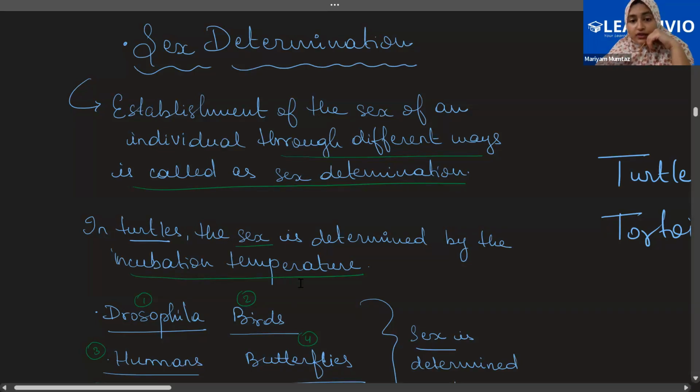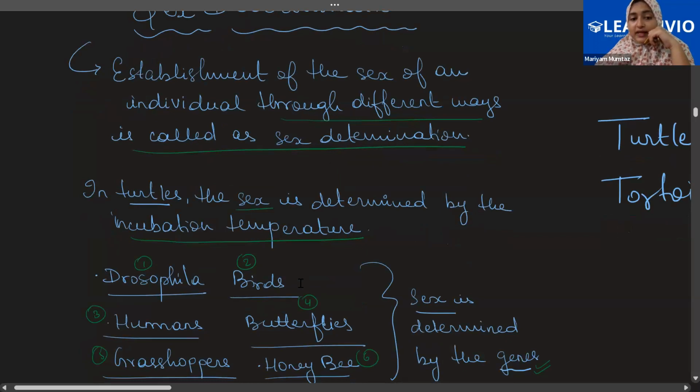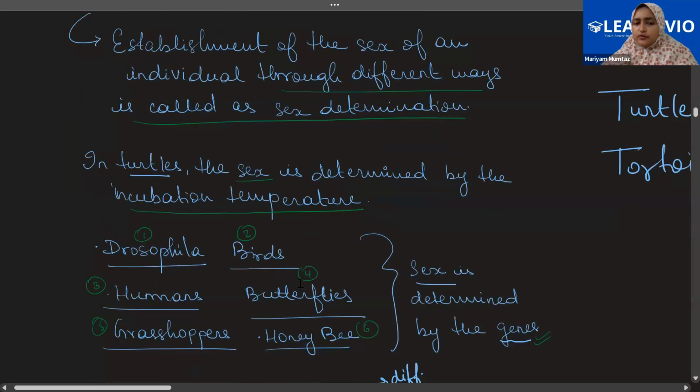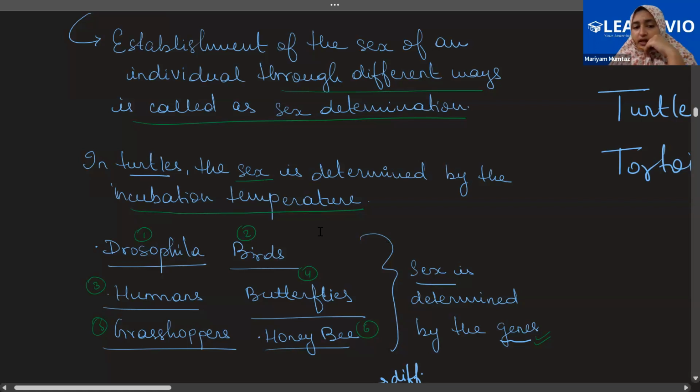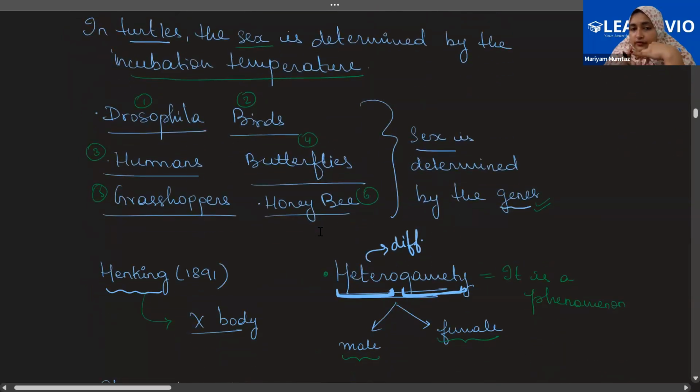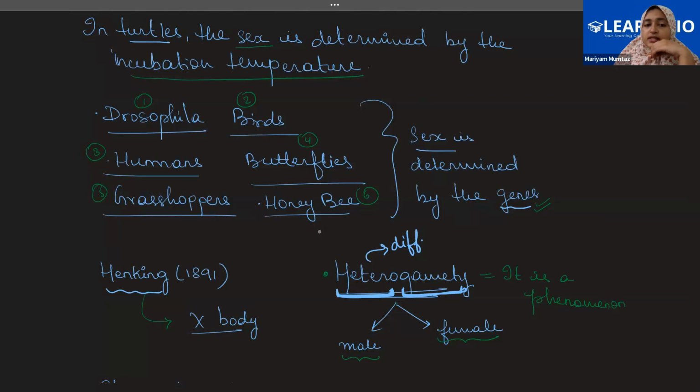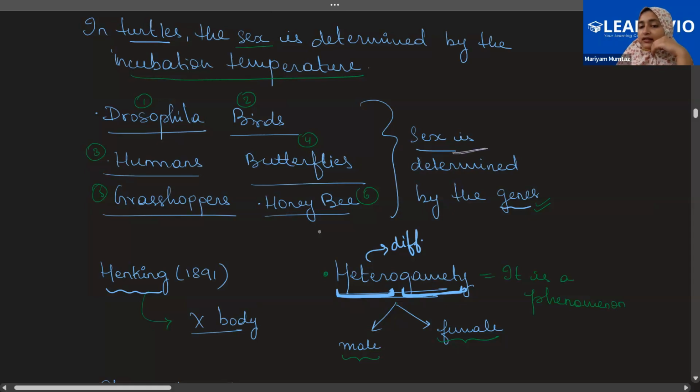Now, in the case of turtles, the sex is determined by the incubation temperature. For example, how long did they get the temperature, how little did they get, that determines their sex. But in the case of Drosophila, birds, humans, butterflies, grasshoppers, and honeybees, the sex is determined by the genes. The genes are responsible for the determination of sex. Clear?